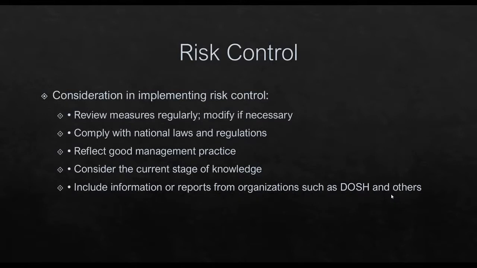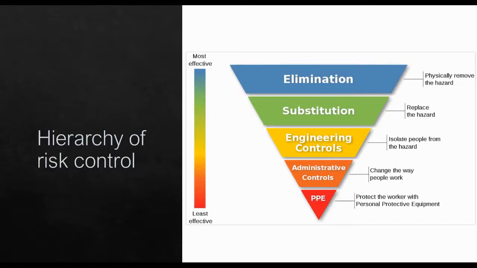In implementing the risk control, we have to consider reporting. We have to report, because any layout change, we have to report to DOSH. So any new machine installation, we have to report to DOSH, for example. Okay. So this one is the hierarchy of the risk control.